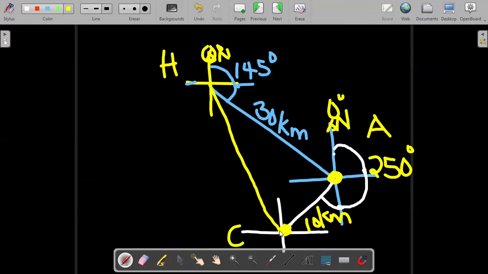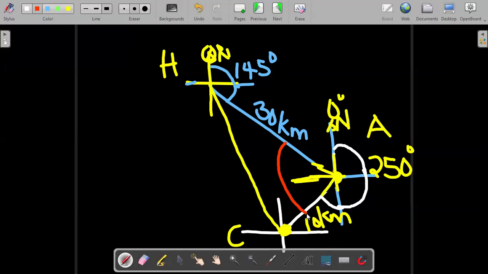This is not the diagram, but I will need this angle. I will need this angle between the two legs, between the two distances traveled, which is this total angle here, from here to here. I will need this angle.